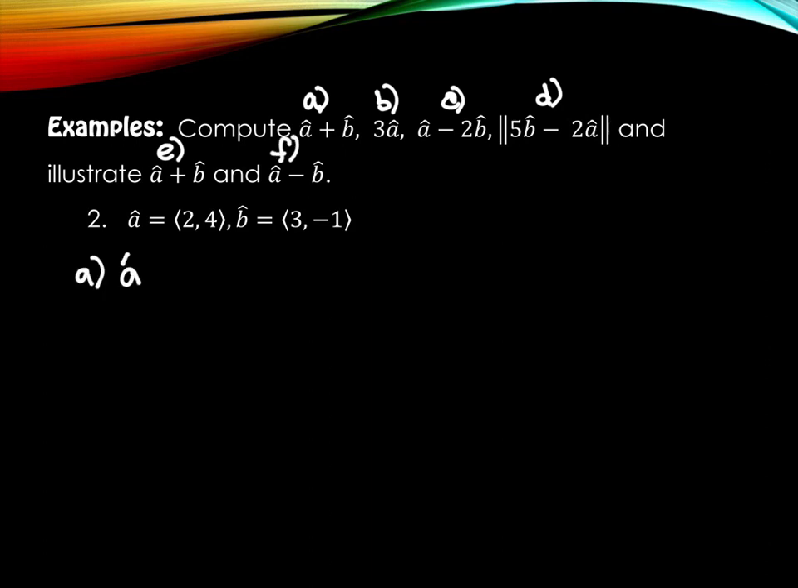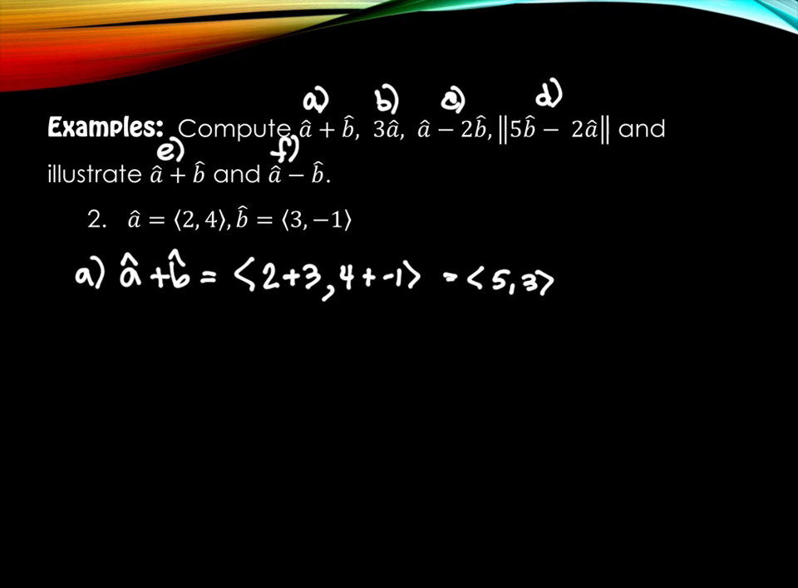Okay, so here's A. If we're going to do A hat plus B hat, I'll write it out in detail instead of just getting to the answer, just to make sure everybody's clear on what we're doing. If you look back later, we're going to do the 2 plus the 3 and the 4 plus the negative 1. And what is that going to give me? 5, 3. Thank you. 5, 3. Everybody good with that? All right.